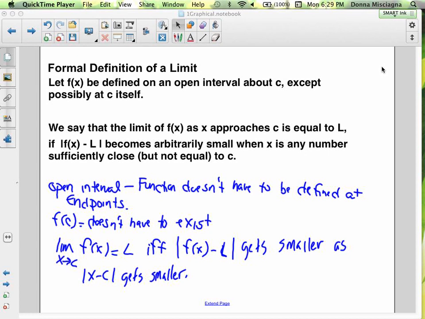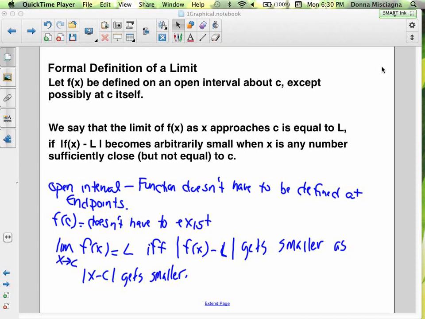Welcome back. Let's look at the formal definition of a limit. Let f of x be defined on an open interval about c, except possibly at c itself. All right, so what does that part mean? Open interval means that the function doesn't have to be defined at the endpoints.